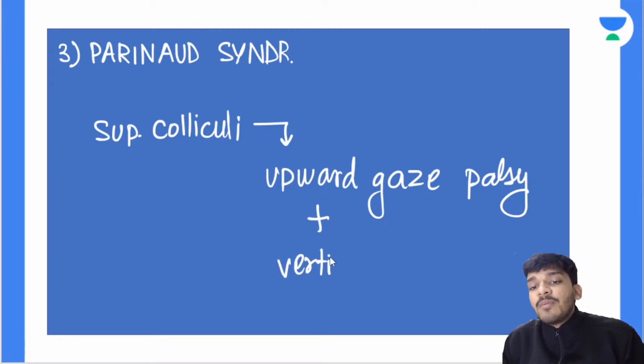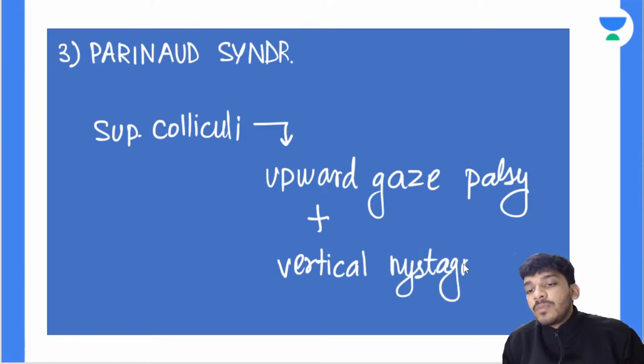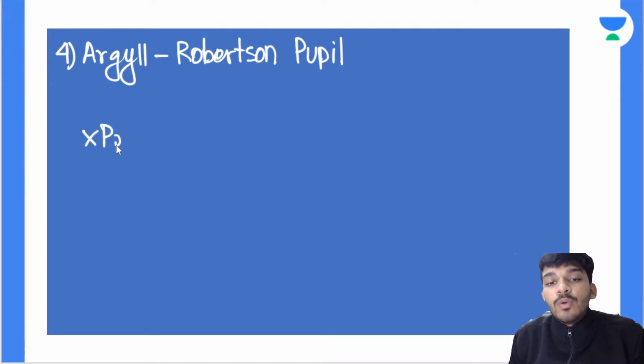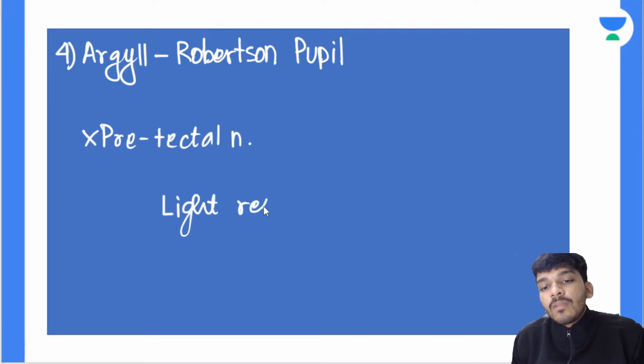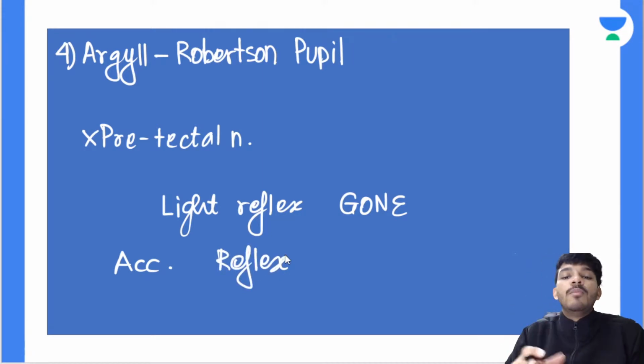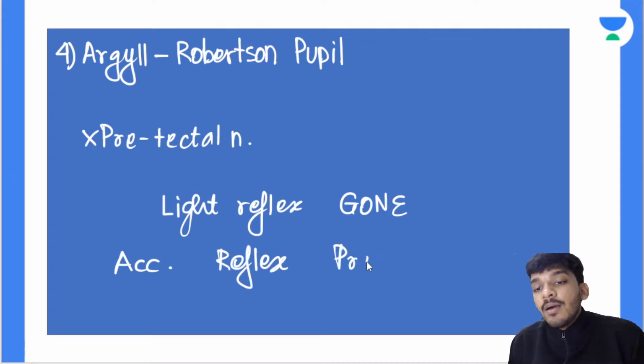The details of nystagmus I'm not going into, because then that will become a whole separate topic right now. Okay. So that is where we should end. Argyll-Robertson pupil, I've already told you, there is damage to the pretectal nucleus, because of which light reflexes are gone, whereas accommodation reflex, which is mediated by Edinger-Westphal nucleus without the involvement of pretectal nucleus, is preserved.